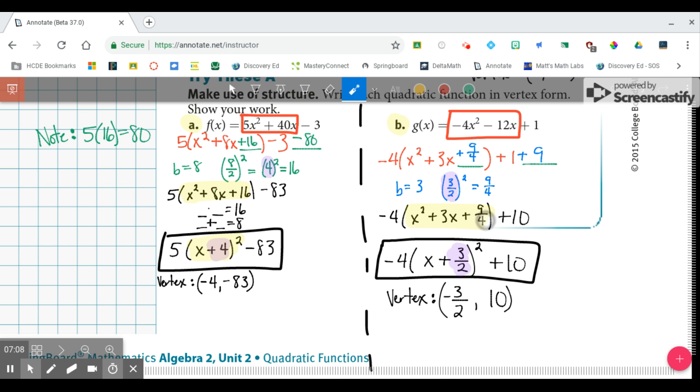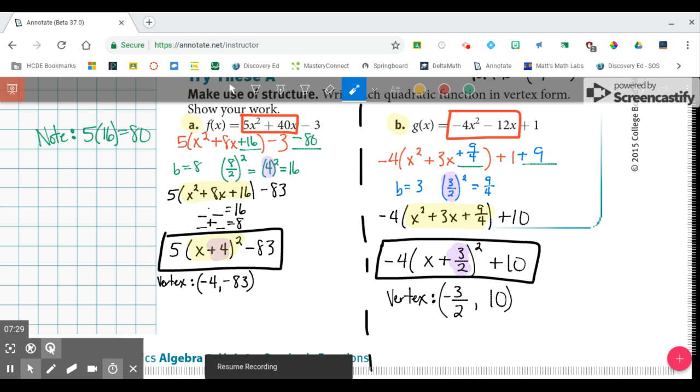That b value divided by 2 tells you your factor. So if you get fractions, don't worry about it. Just look at what was the b value divided by 2, and that will give you the factor there. So we have the factor squared and then plus 10. So this tells us the 4 transformations: the reflection, the vertical stretch by 4, the shift left 3/2, and the shift up 10, and also our vertex point.